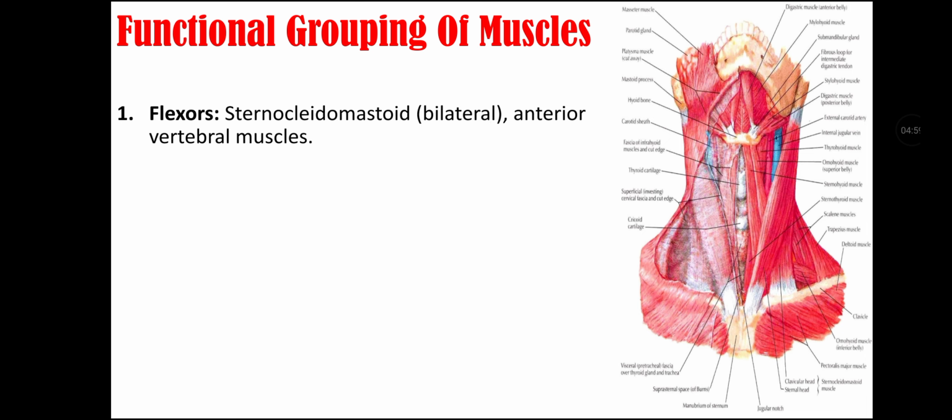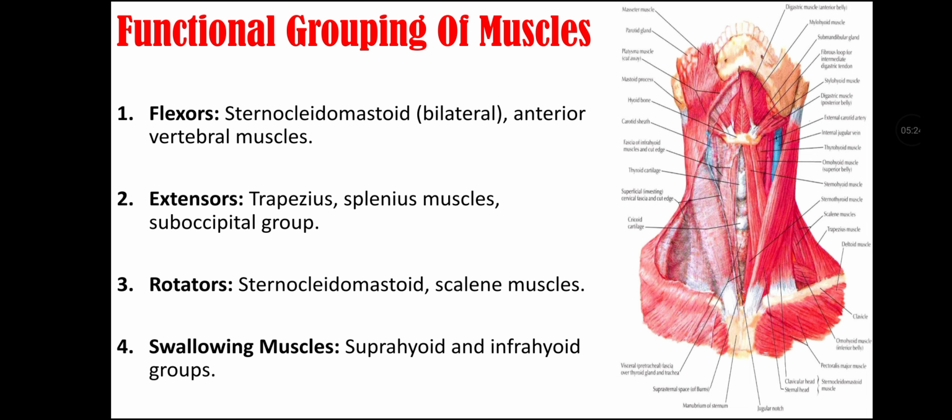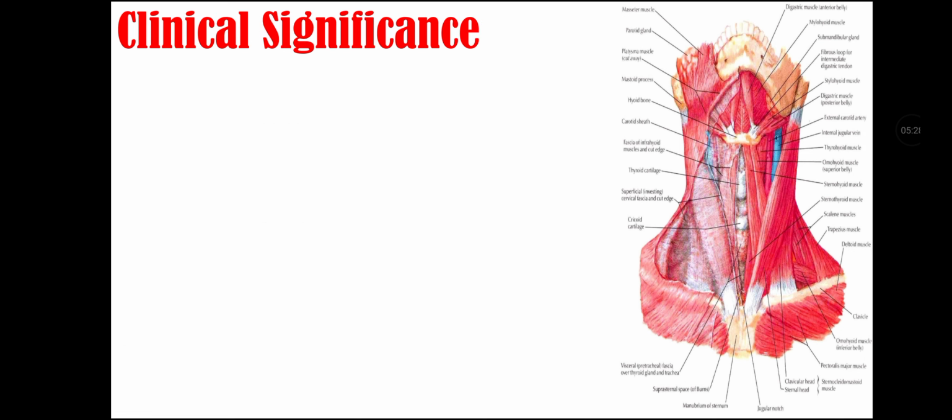Functional grouping of muscles. They include flexors, which include sternocleidomastoid muscle and anterior vertebral muscles. Then there are extensors of the neck that include trapezius, splenius muscles, and the suboccipital group of muscles. Then there is the rotator group of muscles of the neck that include sternocleidomastoid and scalene muscles. Then there are swallowing muscles that include suprahyoid and infrahyoid groups of muscles.